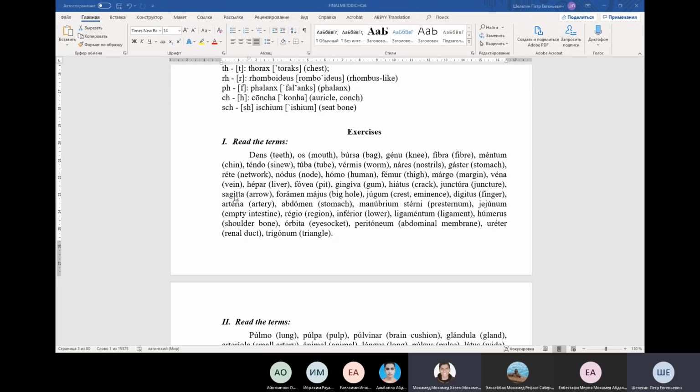Sagita. Foramen. Magus. Nope. Remember about this consonant? Foramen maius. Maius. Foramen maius.